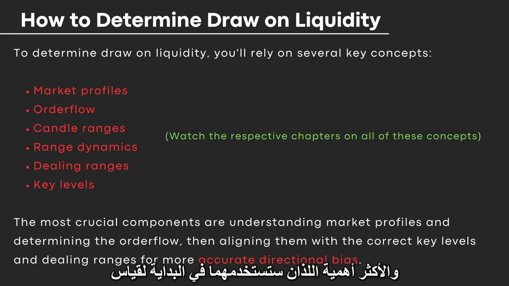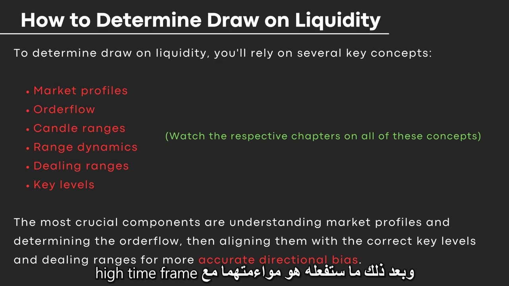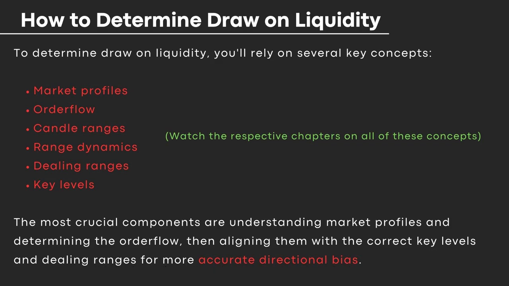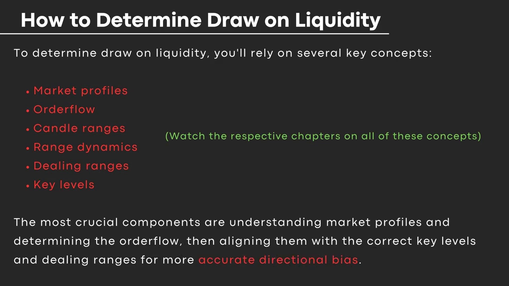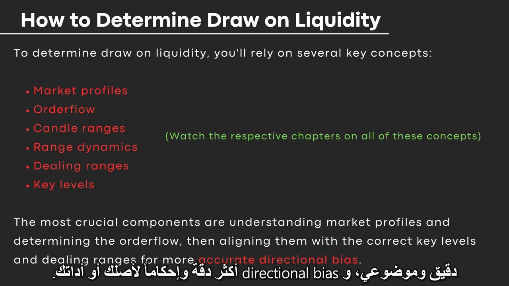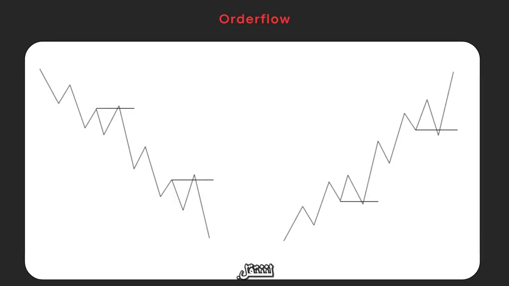Now, the two main and most important concepts that you'll initially use to gauge and assess or measure price with are market profiles and order flow. And then what you're gonna do is align them with high time frame key levels and dealing ranges. And when all of those are combined together with candle ranges and range dynamics at specific and key times, you'll always end up with a refined and objective drawn liquidity and a more accurate and precise directional bias for your asset or instrument, right? Moving on.